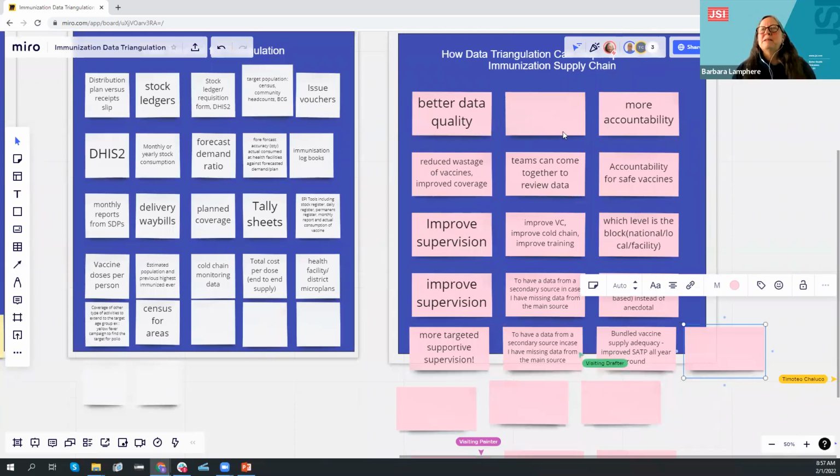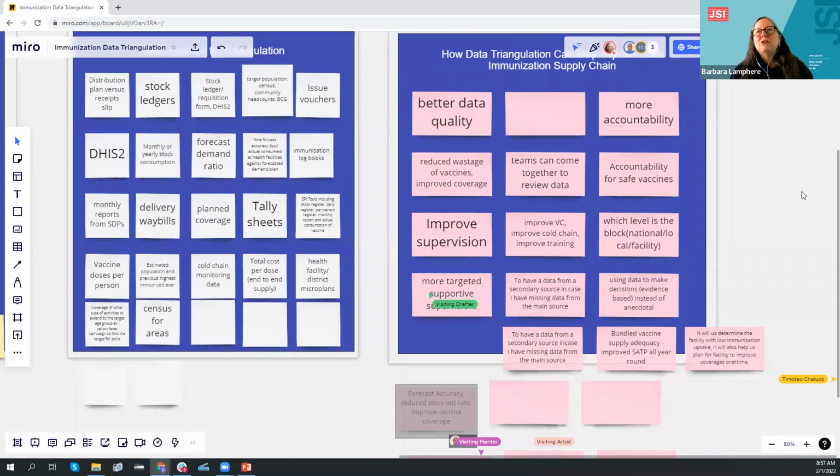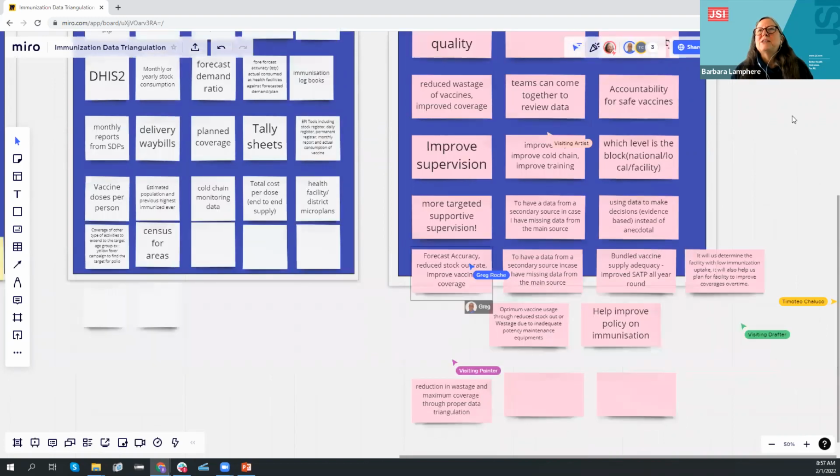I'm enjoying these great ideas that are also being added here. Better data quality would definitely be an outcome, and as I alluded to, the more people use data for action, the more the data quality improves just from that use. Also improved, more targeted supervision. You can really pinpoint where those problems are happening and address those through the supervision activities.